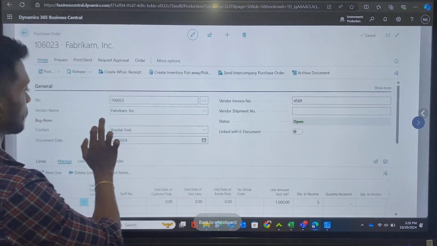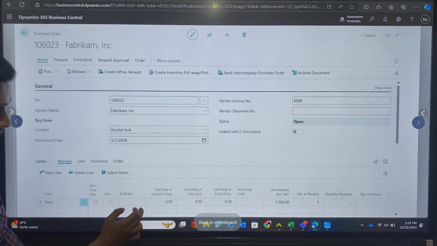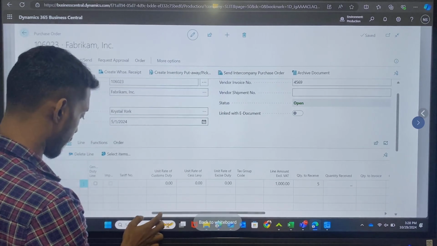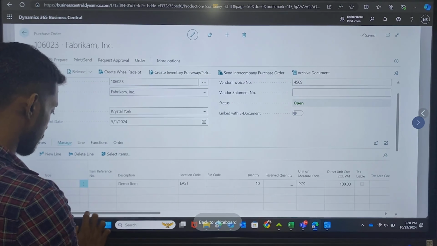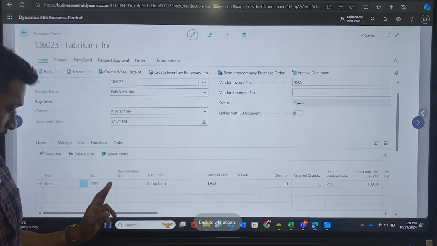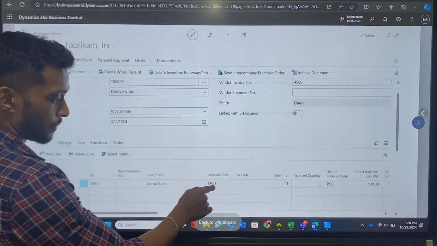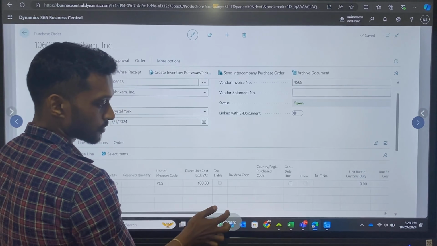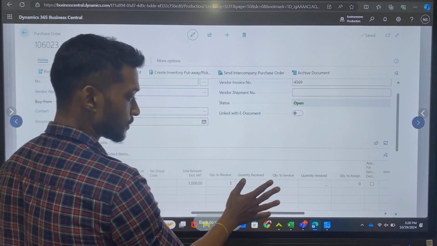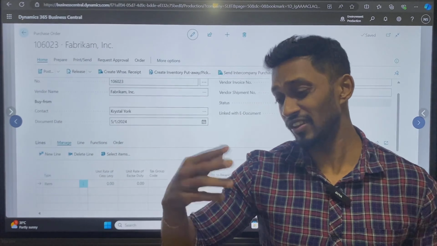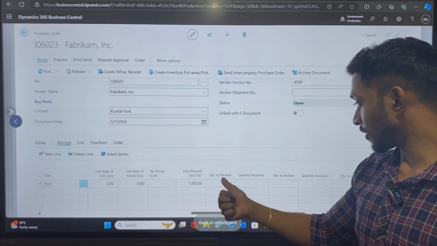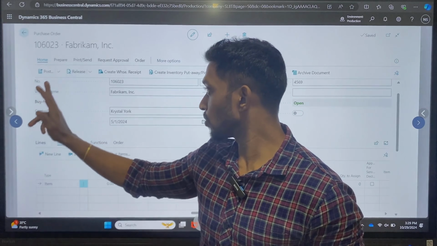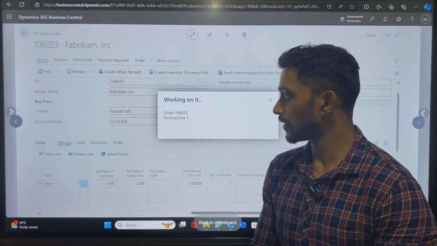I have created a purchase order for this vendor, and I have an item on the purchase order. The item number is 1033. Under that item, I'm going to purchase 10 quantities for each location. First of all, I'm going to preview this. So first I'm going to set the quantity to receive, which means I'm going to GRN 5 quantity. Let's preview what the GL entries will be.